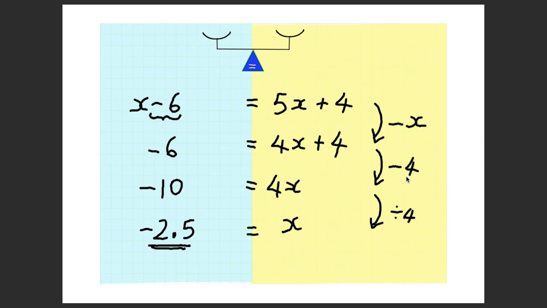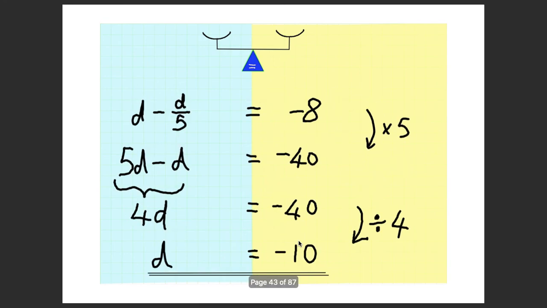Take away 4 from both sides to get the 4x bit on its own. Minus 10 is equal to 4x, and then divide by 4 to get a single x. Minus 2.5 equals x. x equals minus 2.5. If there's any step of that you didn't understand, do contact me. Another one with fractions. Pause the screen, try and do it yourself before you just copy it down, and let me know if there's any step you didn't understand.